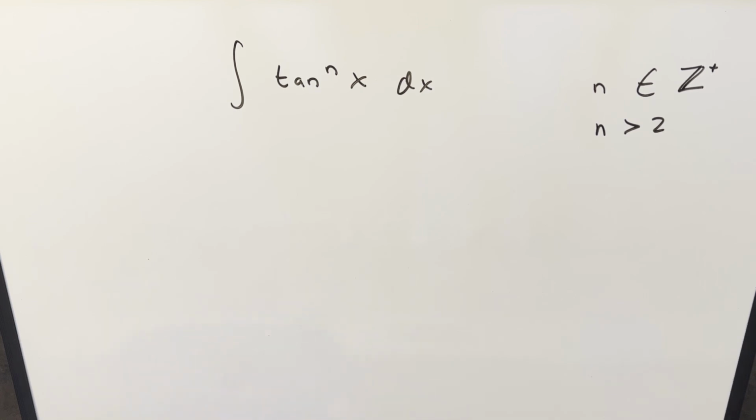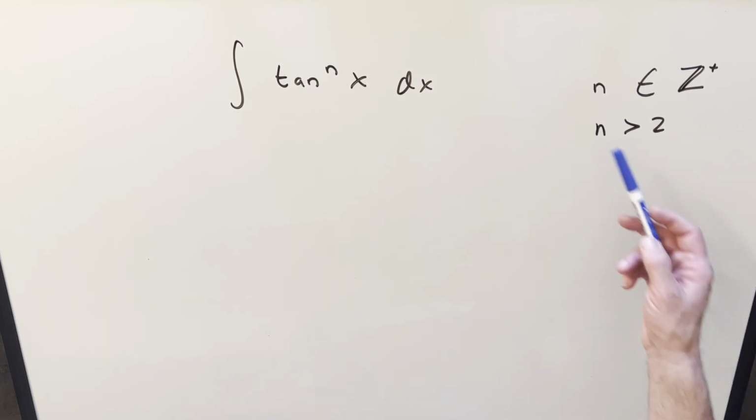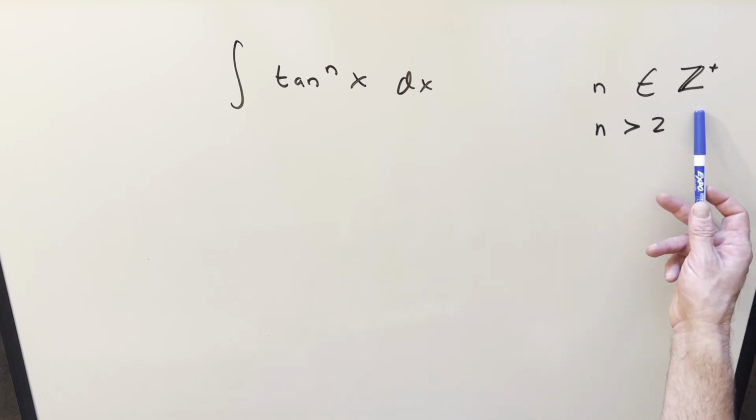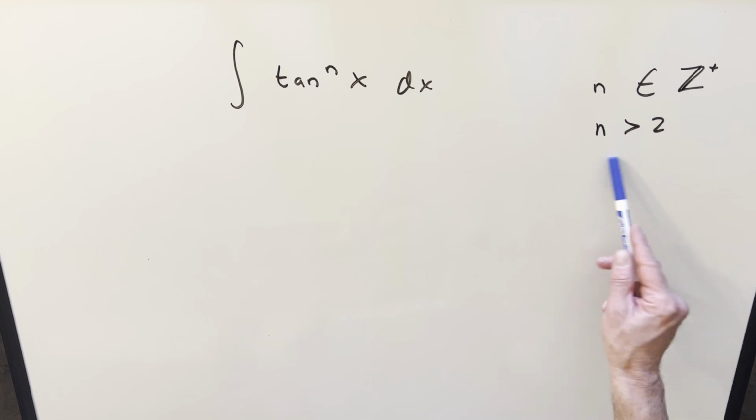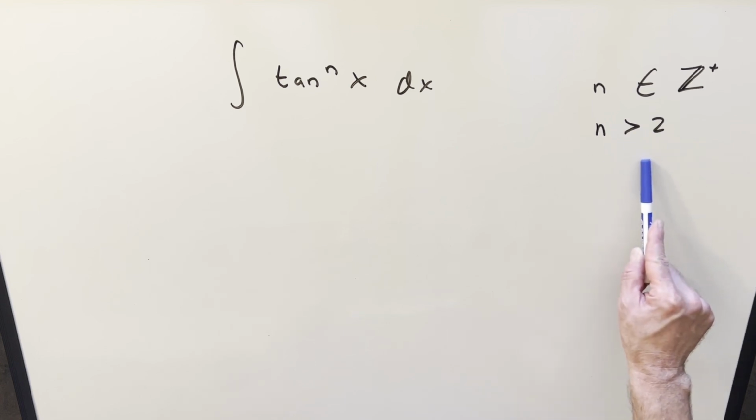Okay, we've written another integral. We've got the integral of tan^n(x) dx. And we have a couple conditions over here to the right. We want n to be a member of the positive integers. We also want n to be greater than 2. It might work for some lower values, but let's just keep it clean and we'll say n greater than 2.